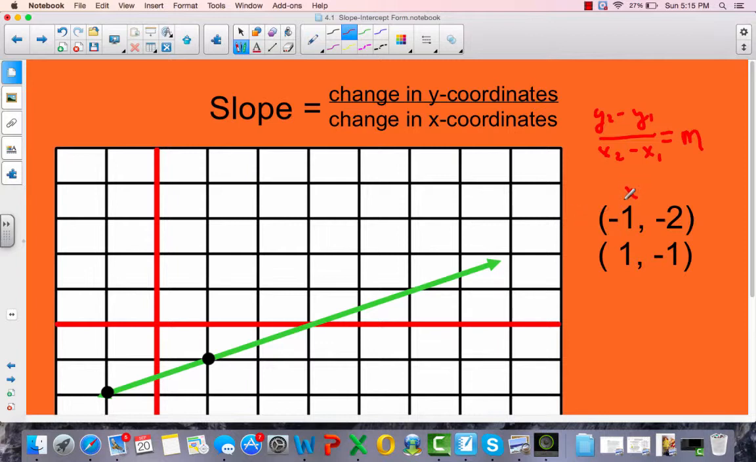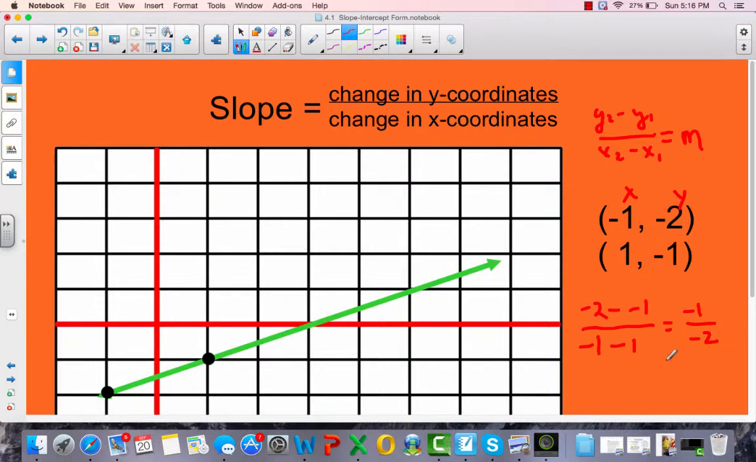Well, here are the x's, here are the y's. It doesn't matter which one of these is number 2 and which one is number 1 as long as you're consistent with it. So we'll let this be y2. So we go -2 minus y1, which is -1, so -1, over -1 minus, in this case it's a +1. So that gives us -2 plus 1, which gives us -1. And -1 minus 1 gives us -2.